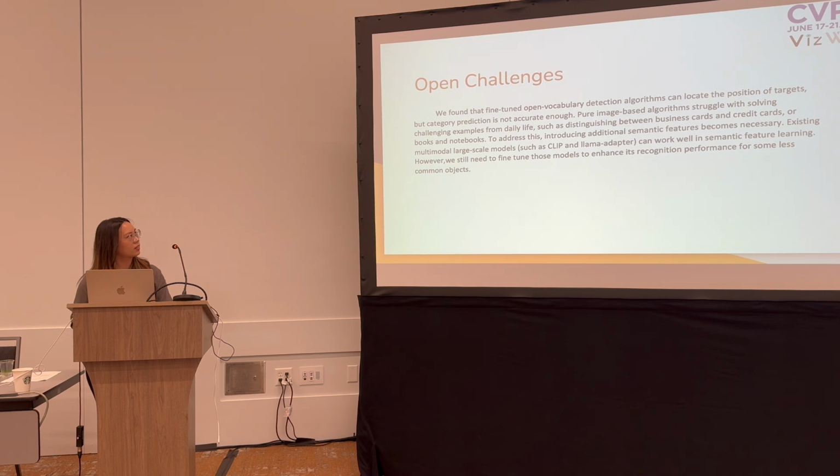We found that fine-tuned open vocabulary detection algorithms can locate the position of targets, but category prediction is not accurate enough. Pure image-based algorithms struggle with solving challenging examples from daily life, such as distinguishing between business cards and credit cards, or books and notebooks. To address this, introducing additional semantic features becomes necessary. Existing multimodal large-scale models can work well in semantic feature learning. However, we still need to fine-tune those models to enhance their recognition performance for some less common objects.